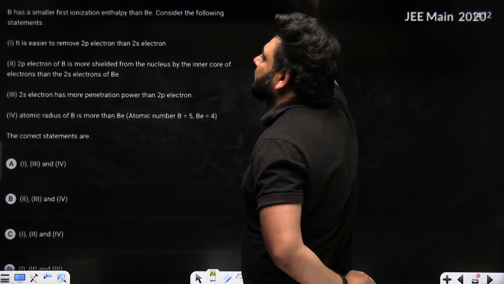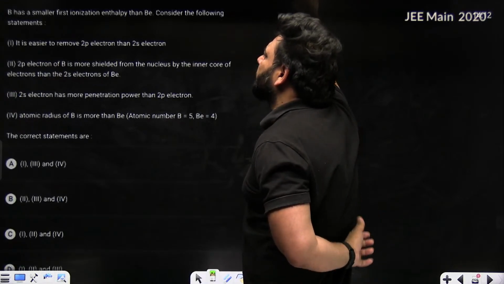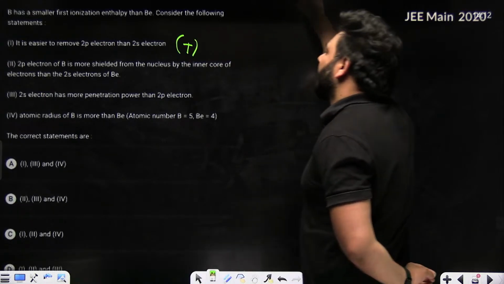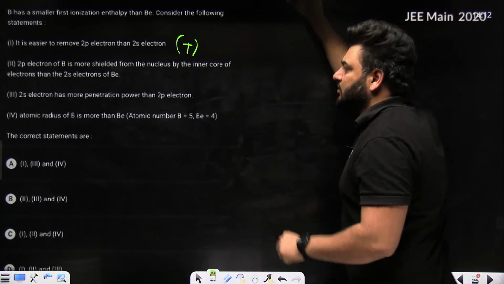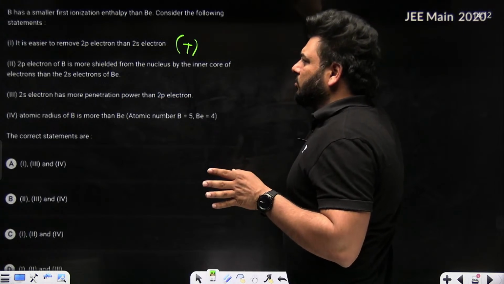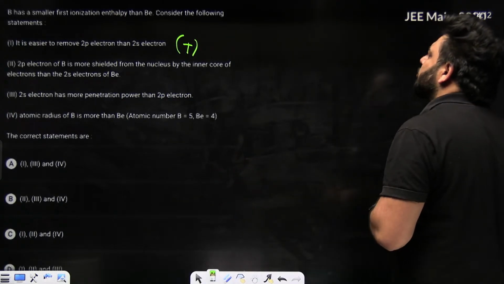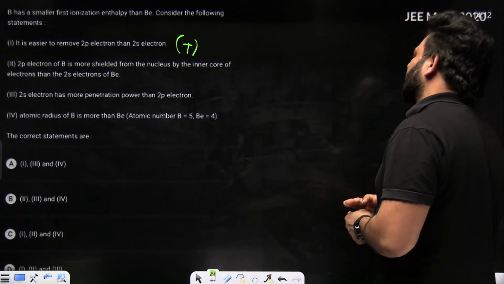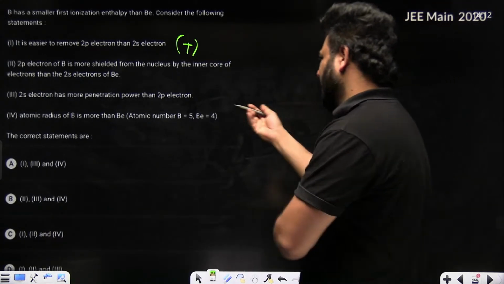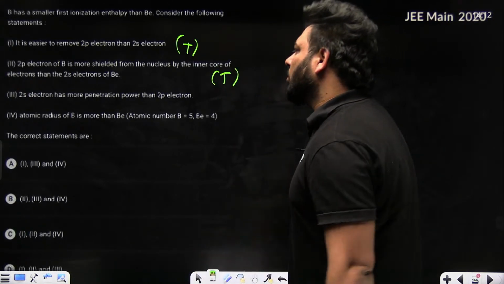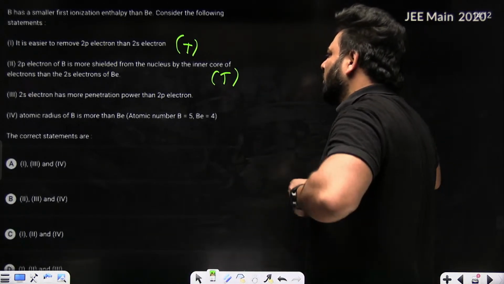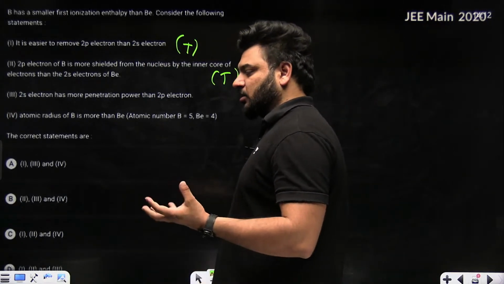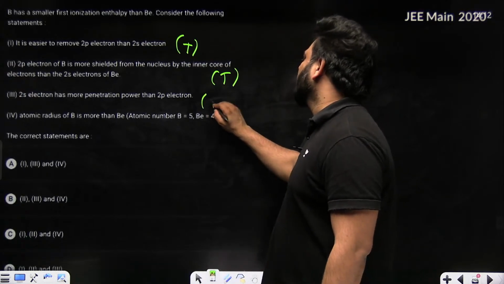Considering the following statements, it is easier to remove a 2p electron than a 2s electron, which is true because 2s electrons are quite closer to the nucleus. Being spherical in shape, they are closer to the nucleus. The 2p electron of boron is more shielded from the nucleus by the inner core of 2s electrons of beryllium. Typically, this is also true. The 2s electron has more penetration power than the 2p electron. What is this penetration power? I guess it's an attraction towards the nucleus. This is also true, I guess.